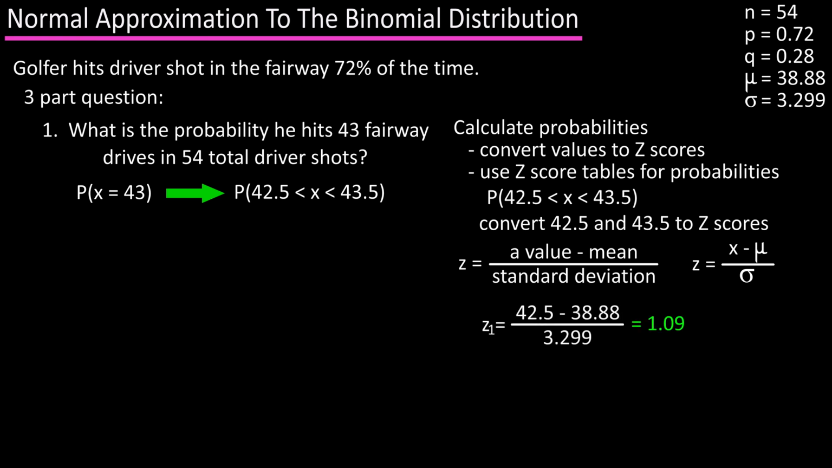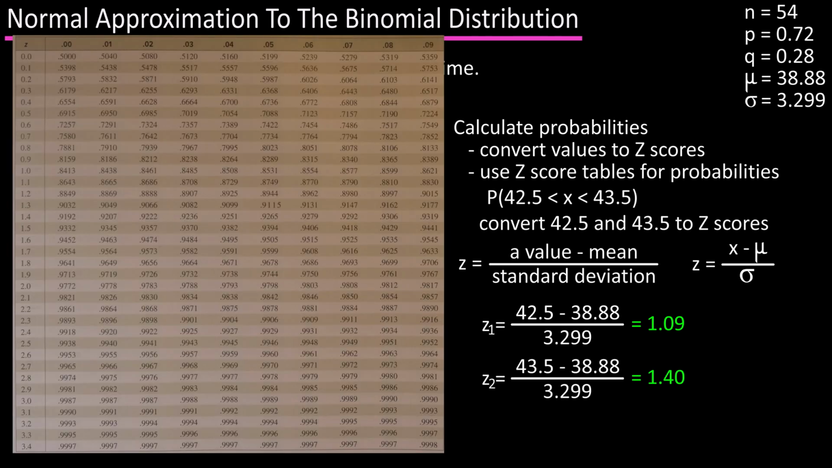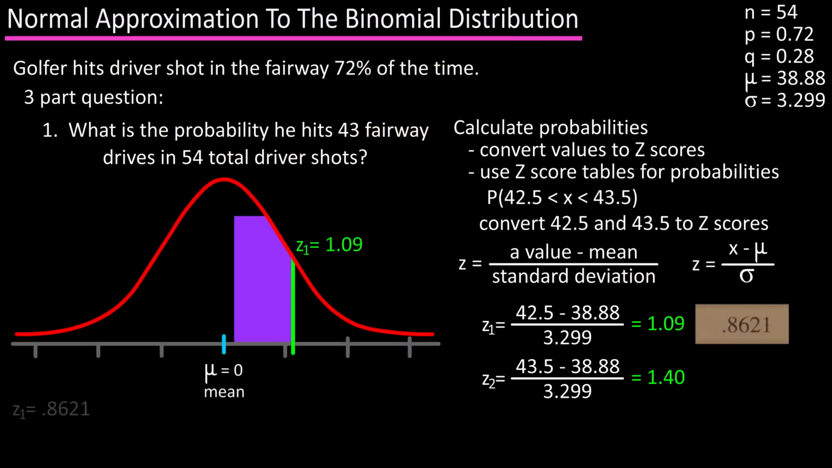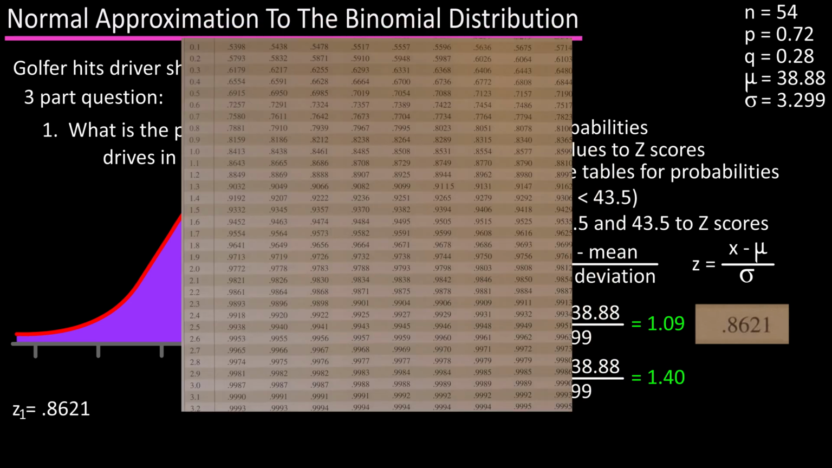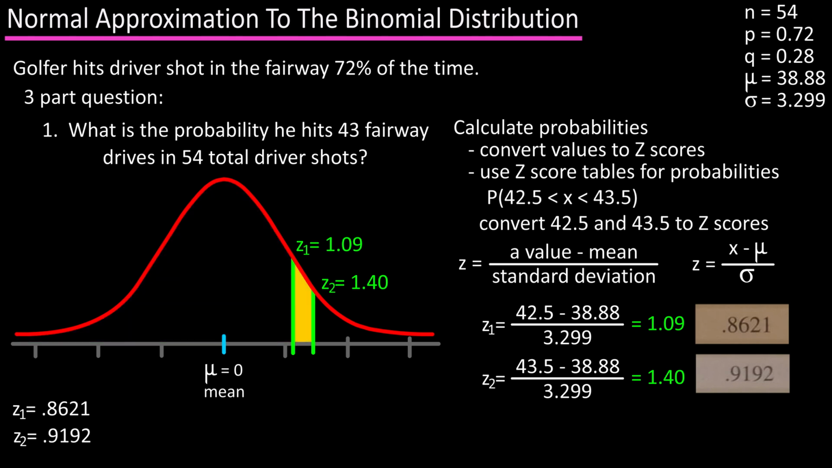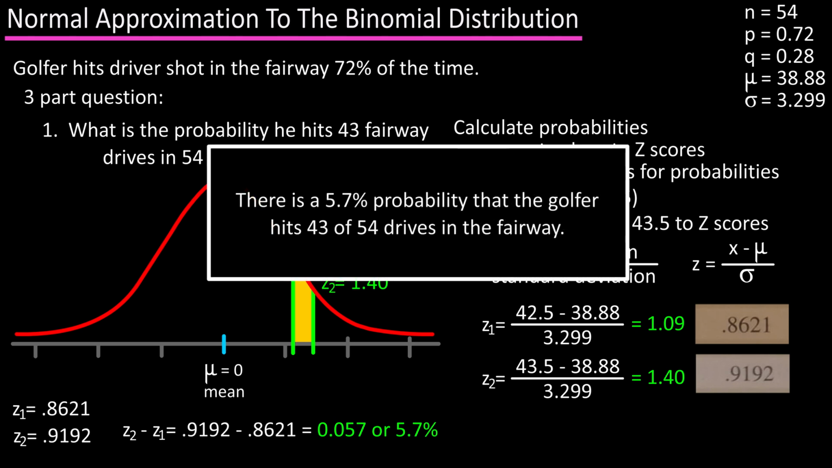So for 42.5, we have z1 equals 1.09. And for 43.5, we get z2 equals 1.40. Looking these up in the z-score table, for z1 of 1.09, we have 0.8621 to the left of the line. And for z2 of 1.40, we get 0.9192 to the left of the z-score. To find the probability between these values, we'll subtract z1 from z2. 0.9192 minus 0.8621, which equals 0.057 or 5.7%. So there's a 5.7% probability that the golfer hits 43 of 54 drives in the fairway.